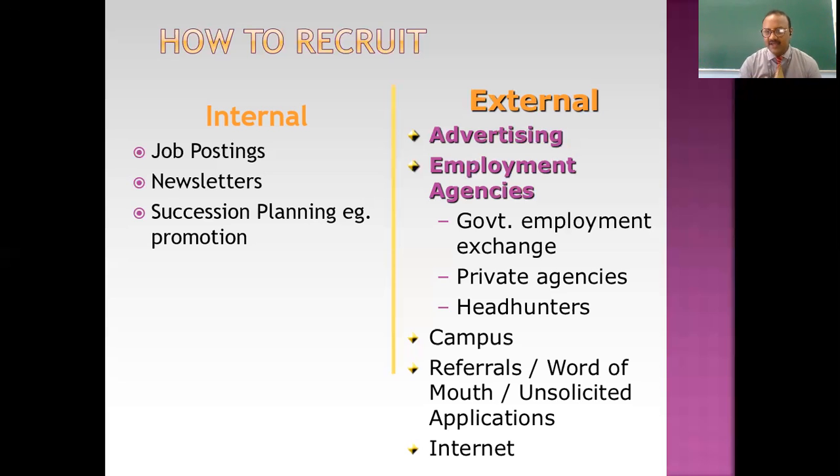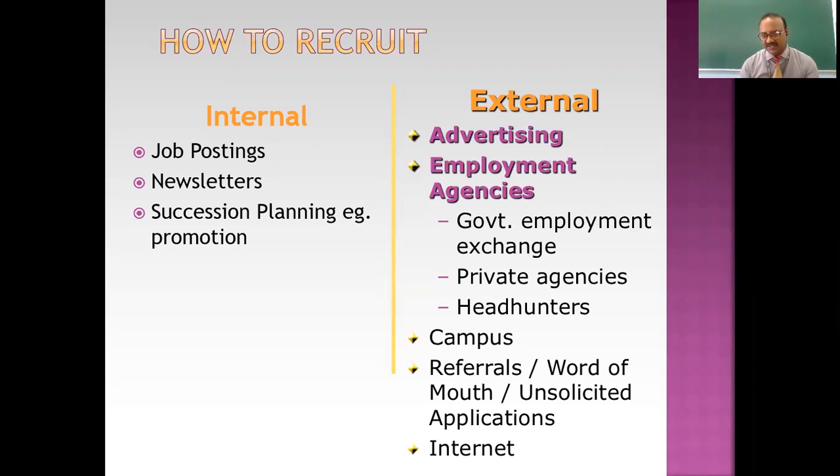And then a very good way of trying to get the right candidates is the employment agencies. And today we call them HR consulting firms. Right? If you're looking at unskilled laborers or semi-skilled laborers for your factory or any other production unit, you can always go to the employment exchanges.